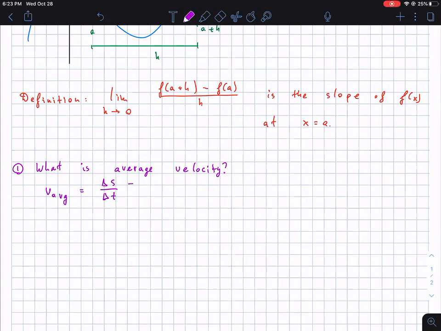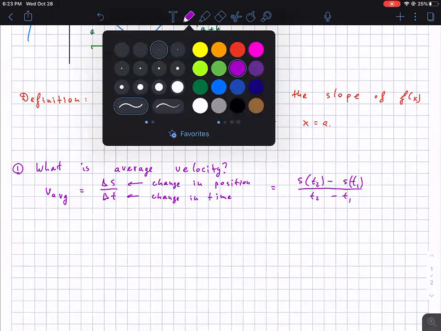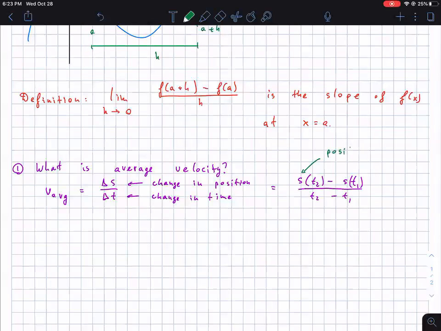So that's how I would write it. This is change in position, over change in time. You could also write this as this, where S, I use S for position. Is that okay? This is your average velocity.